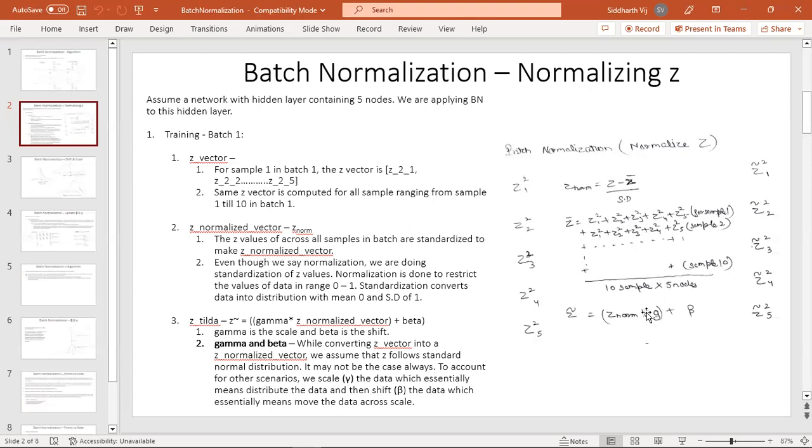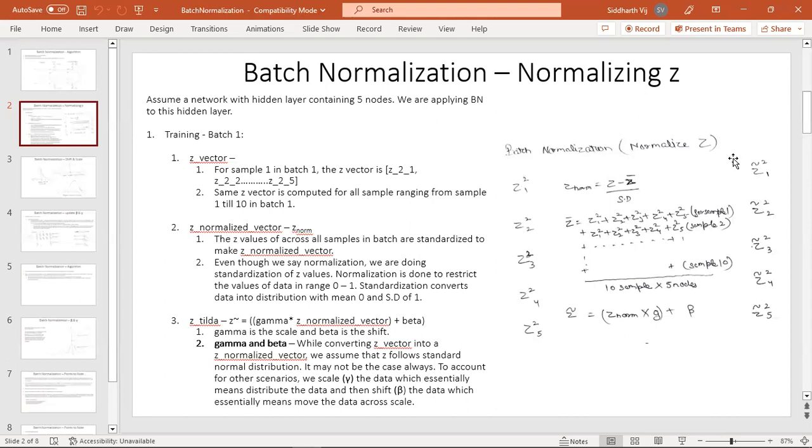Now, coming back to Z tilde, you see the two values gamma and beta. Once we have done this computation of gamma and beta with the Z normalized, we get Z tilde values in place of all the basic Z values that we had earlier, right? So now you have applied batch normalization to your Z values in the second hidden layer. That means you have converted the Z values to Z tilde values. How did you convert it?